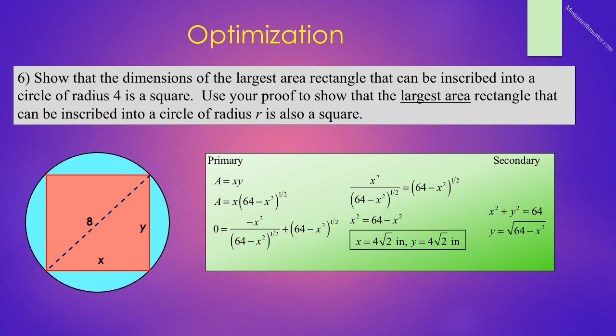From there, we can write x squared over the square root of 64 minus x squared is equal to the square root of 64 minus x squared. Cross multiplying, we get x squared equals 64 minus x squared, and that gives us x is equal to 4 square root of 2. And plugging in for y, we get y is equal to 4 square root of 2. So we have proved that the largest area rectangle that can fit into a circle of radius 4 is a square with dimensions 4 root 2 by 4 root 2.